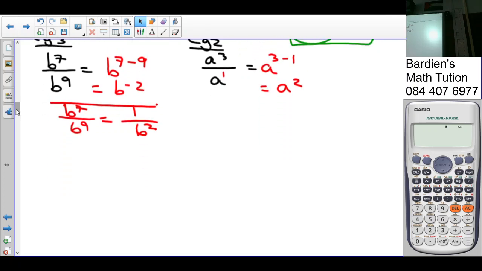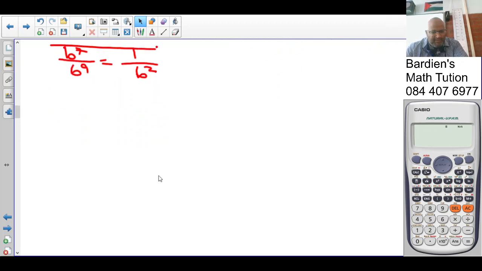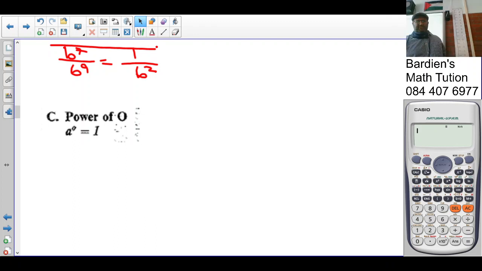Please look at C. Anything to the power 0, okay? Power of 0. Okay. So we say to the power 0. Anything to the power 0 is 1.